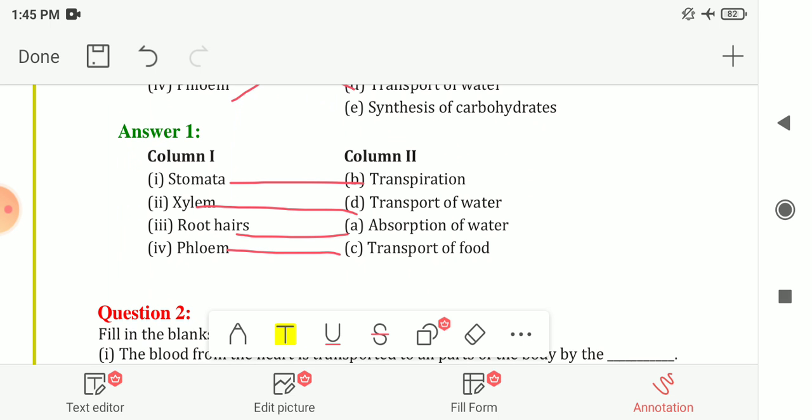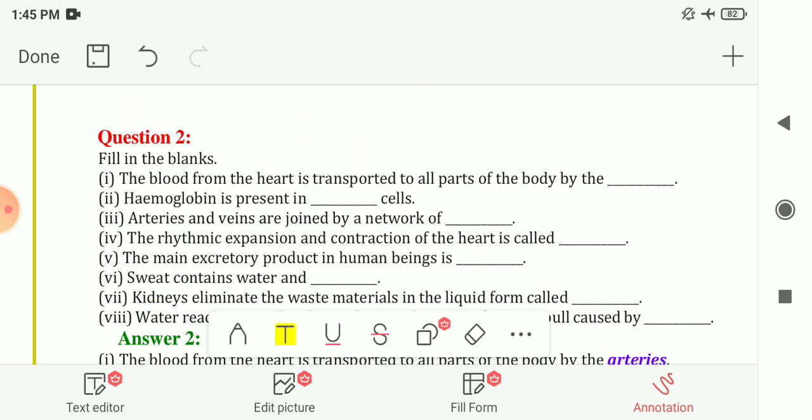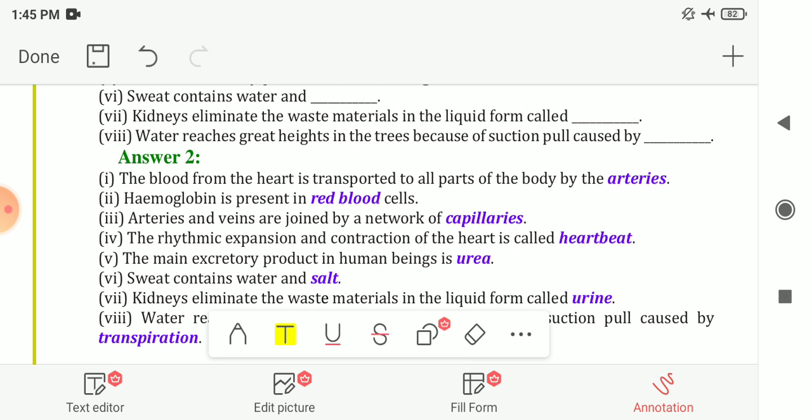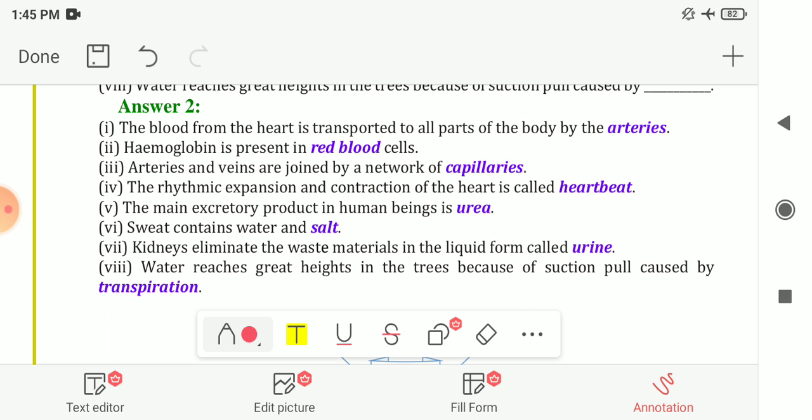Now next is question number 2. Fill in the blanks. The first one is: the blood from the heart is transported to all parts of the body by the blank. So your answer is arteries. The blood from the heart is transported to all parts of the body by the arteries. Next is: hemoglobin is present in blank cells. Hemoglobin is present in red blood cells. So here your answer is red blood.